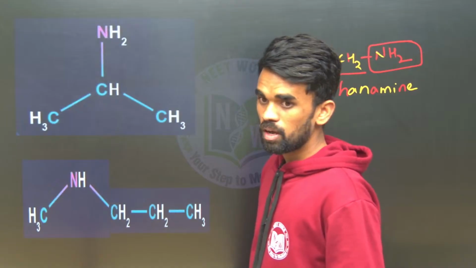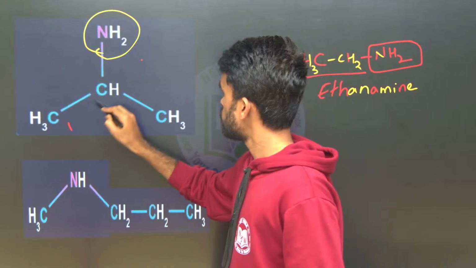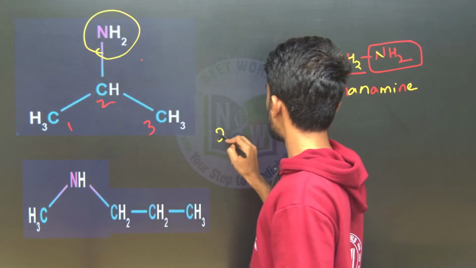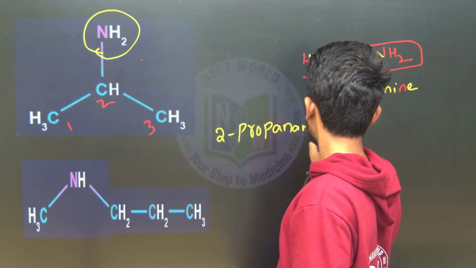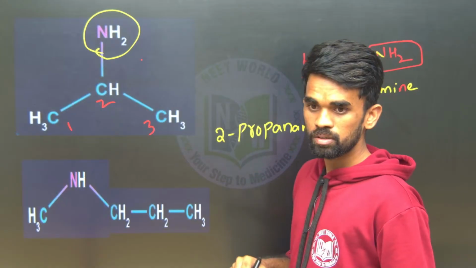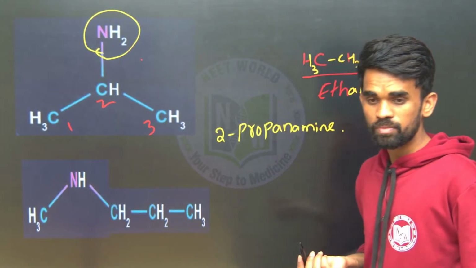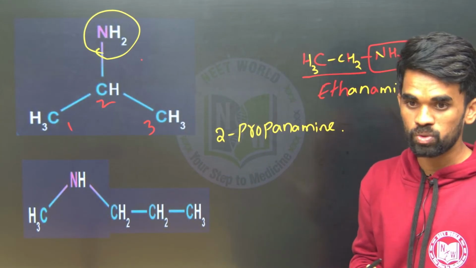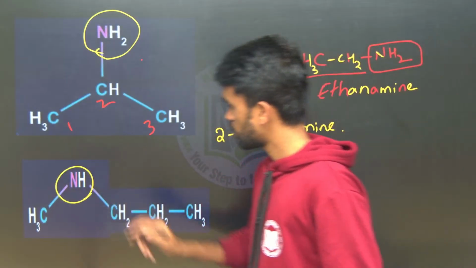Propanamide. But what is the position of the amine group? 2 propanamide. 1, 2, 3. So you can say 2 propanamine. What do you need as a prefix of amine? The amine prefix is amino.